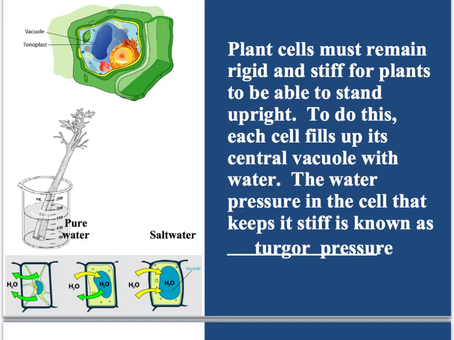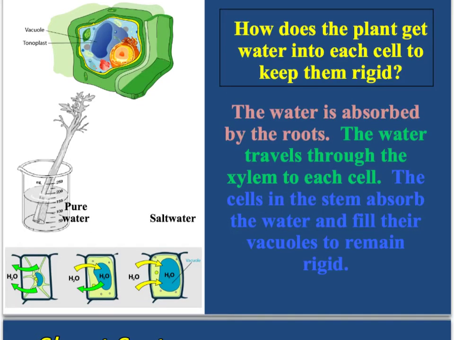The water pressure in the cell keeps it stiff, so that it's known as turgor pressure. So, what makes the plant stand upright is turgor pressure. And what exactly is turgor pressure? Is the water pressure inside the cell. How does the plant get water into each cell to keep them rigid?